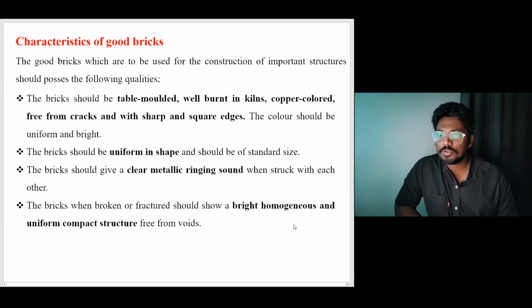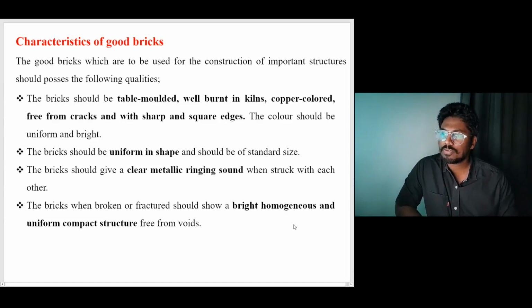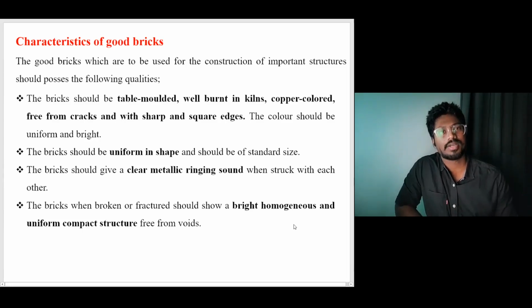Next, the brick should be uniform in shape and should be of a standard size, like I just discussed. The brick should give a clear metallic ringing sound. Like I said, when you're striking two bricks together, it should exhibit a ringing sound, which is a sign of a good quality brick. The brick, when broken or fractured, should show a bright, homogeneous, uniform, compact structure free from voids.